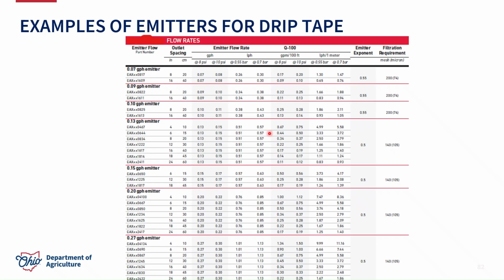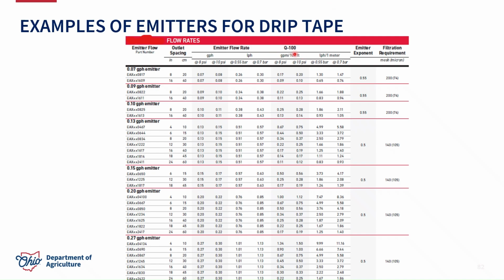So this is an example of some drip tapes that you may see and utilize in some of your designs. So we have on the left just the manufacturer's number, right? There are different emitter spacings. A very common one that we'll utilize in Ohio is 12-inch spacing. These drip tapes can be operated at 8 or 10 psi, right? So this first table is just the emitter flow rate. So at 10 psi, this specific drip tape has an emitter flow rate of 0.22 gallons per hour at each emitter.